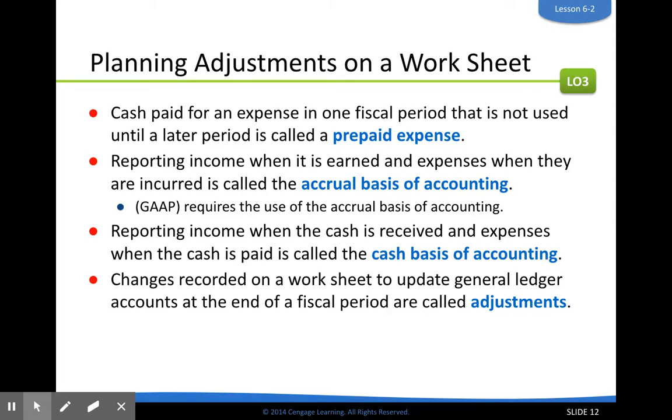Because we use accrual basis of accounting, we need to make some adjustments to make sure that the accounts at the end of the fiscal period are as up to date as possible. So we're going to talk about how to do adjustments now.